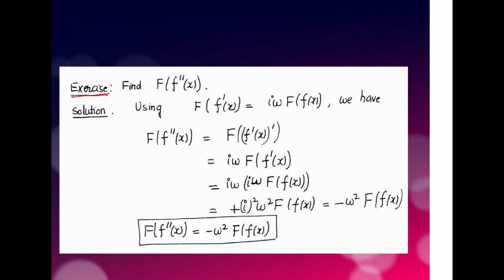So we can say that the Fourier transform of f double dash x is the Fourier transform of f dash x and then its derivative. So I'm just rewriting the second order derivative in this form. Now using the property of Fourier transform for derivative, this is going to be iota times w times the Fourier transform of f dash x. Now we again use the property: what is the Fourier transform of f dash x? This is iota w times the Fourier transform of f of x. We can simplify this and finally we have minus w square times the Fourier transform of f of x.